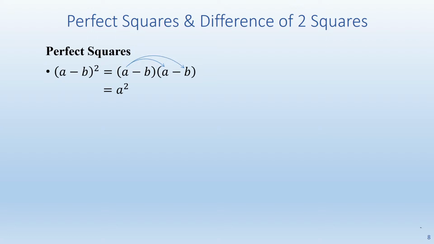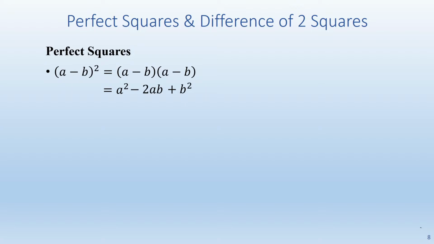We'll have an a times a negative b is negative ab. We'll get another negative ab out of multiplying those two middle terms. And so we get negative 2ab there, and we get a negative b times a negative b is a positive b squared. Note that we always end up with a positive b squared in a perfect square.